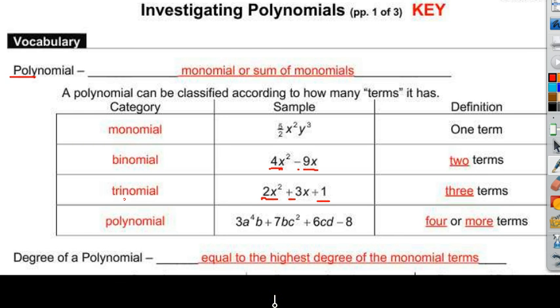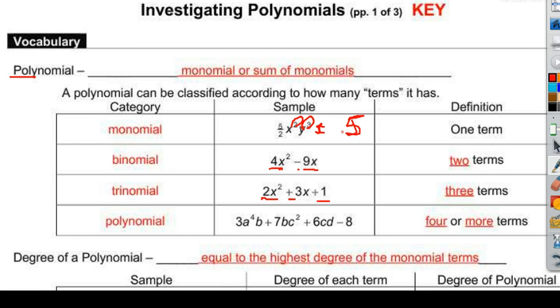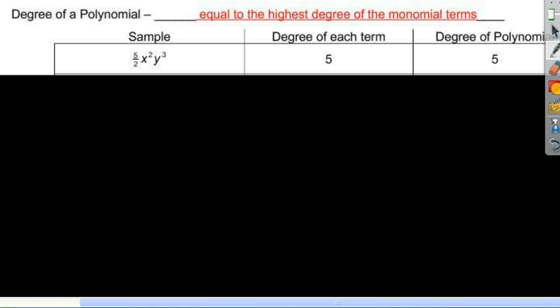Now, degree of a polynomial. We talked about that the degree of a monomial was what the exponents are. So the degree of this monomial is 5, because 2 and 3 add up to 5. Since there's only one term, the degree of the whole polynomial would be 5.